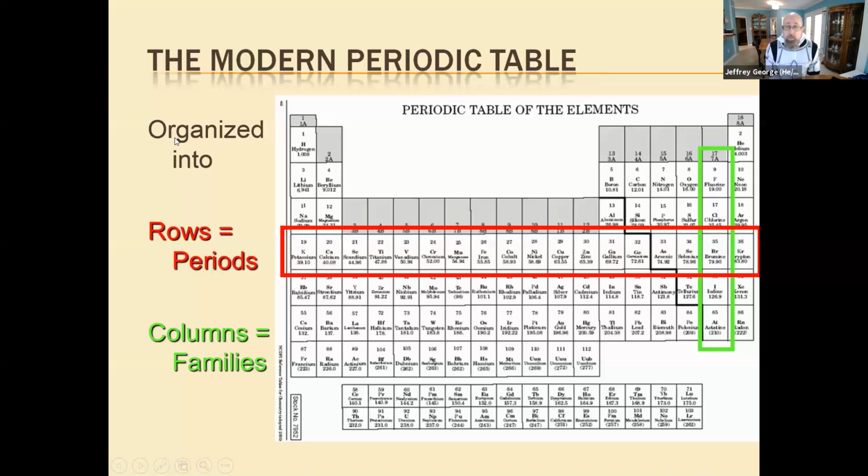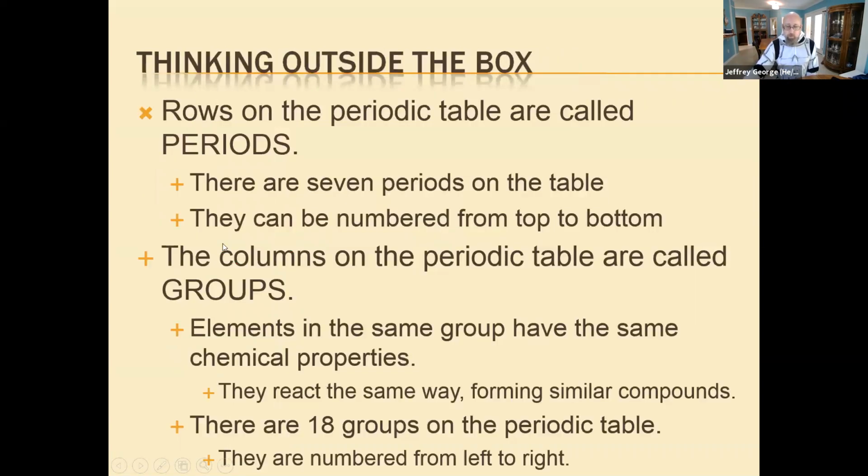The other way we can look at the periodic table is by columns. The columns here are labeled as families, but actually I prefer the term groups, which I'll use later on in this PowerPoint. So the rows are referred to as periods horizontally, and the columns are referred to as families or groups vertically. So make sure you know that vocabulary. All right. There are 7 periods or 7 rows on the periodic table, numbered from top to bottom.